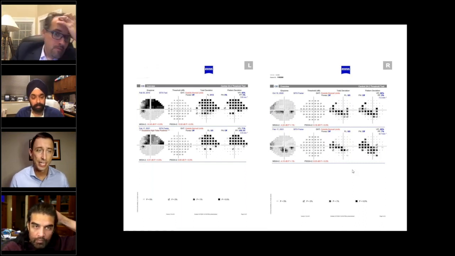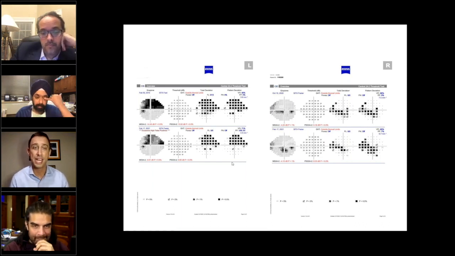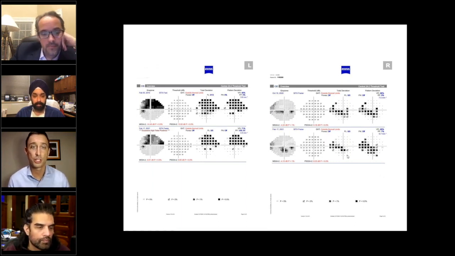The left eye, dating back to February of 19, I put that visual field up there just to show you how stable the left eye had been. So really a major visual field defect, bad glaucoma, but really a stable visual field defect from February of 19 all the way to February of 2021.